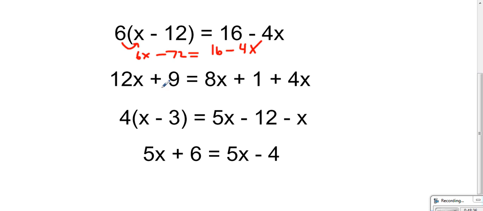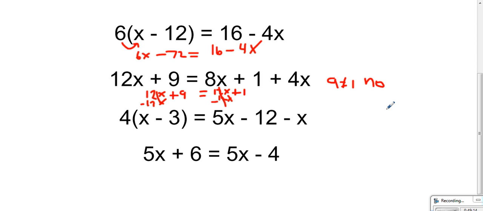So let's take a look at 12x plus 9. And then 8 plus 4 is 12x. You're combining like terms, and this is plus 1. That doesn't equal the same thing on both sides. You really don't have to solve for x, but if you did, you would subtract 12x on both sides. And this cancels and this cancels. And look what comes down. 9 does not equal 1. That's not infinitely many. That's none.